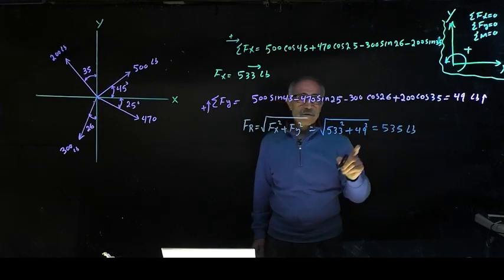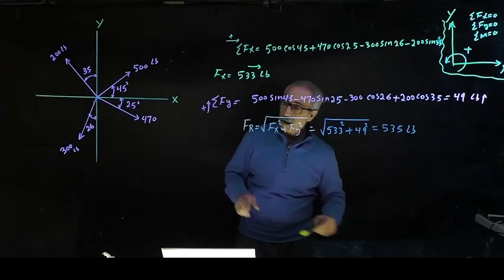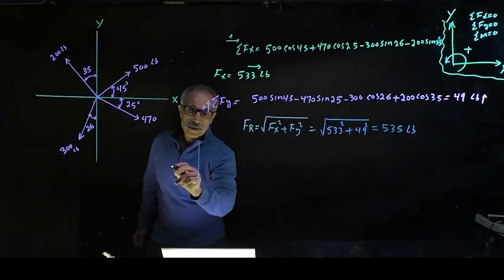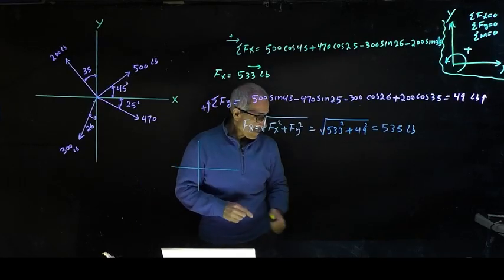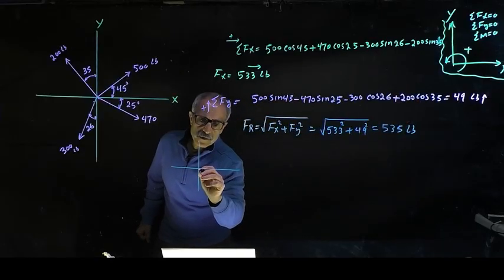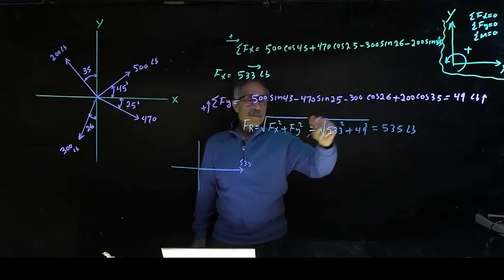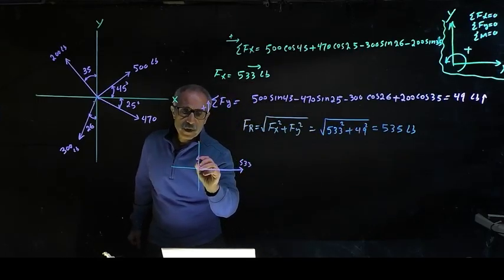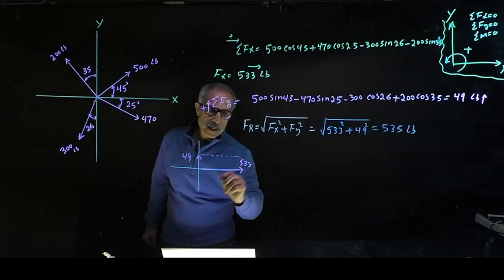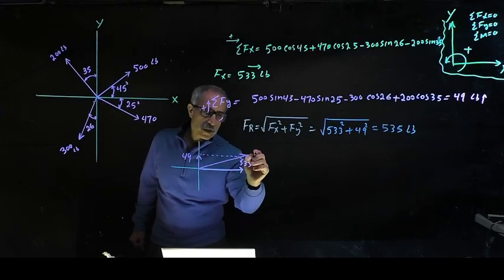So this is 535. What does it mean by 535? Let's do this first. My x came out to be 533, positive, like this. Y came out 49, positive, so it's going to be 49 right here. I'm going to square this up like this, and then the resultant force is going to be from this tip to tip right here. That's my resultant force.